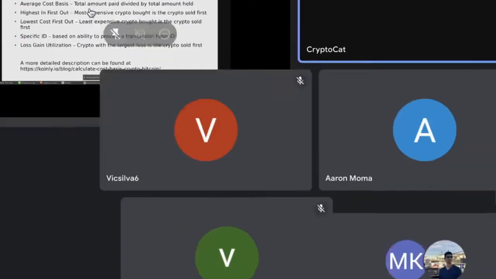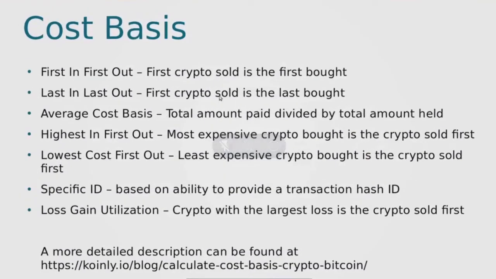Last in, last out is just the opposite. The last one you bought is the first one you sell. Average cost basis is the total amount paid divided by the total amount held. You'd have to look a little more into that because it's not permissible for all types of transactions, and since I don't use it, I sort of let this one go a little bit. Highest in, first out is exactly what it sounds like. You track the highest cost in is the first one out, lowest cost in, first one out.